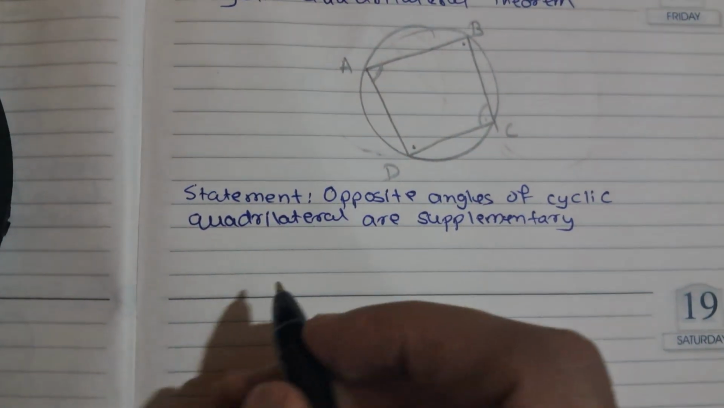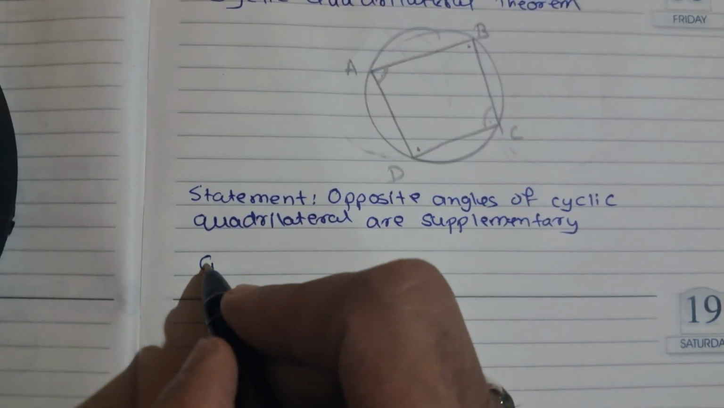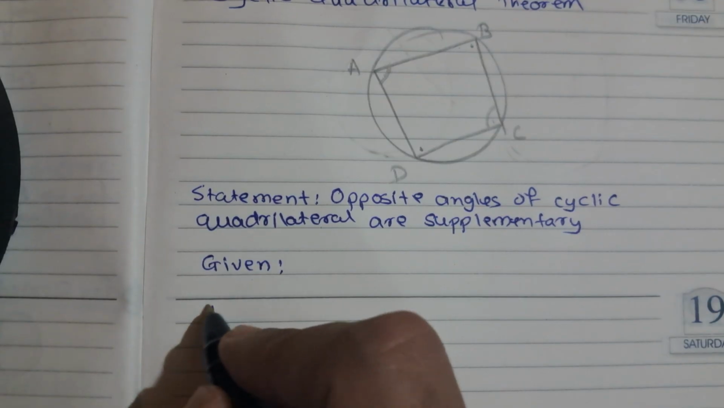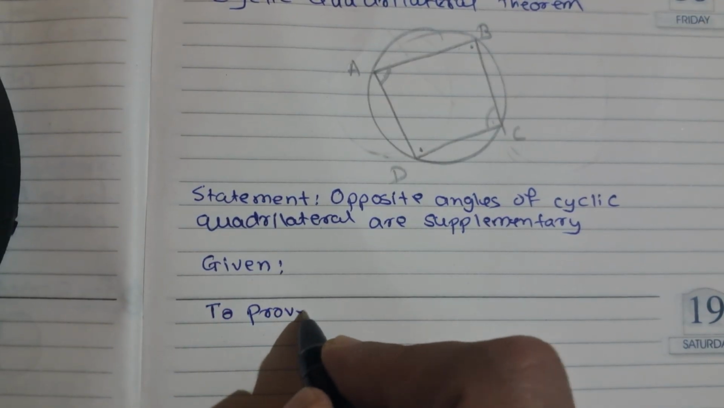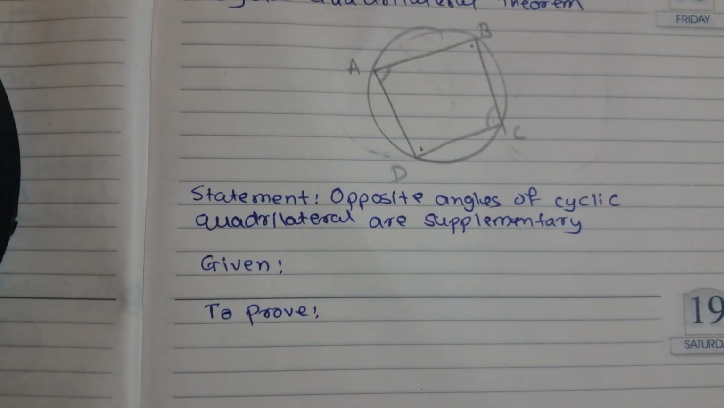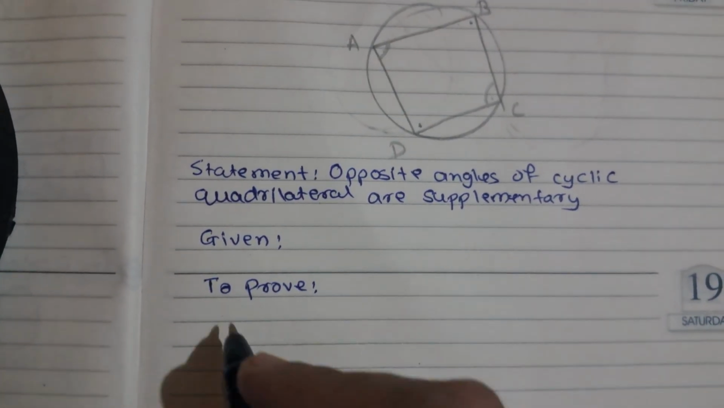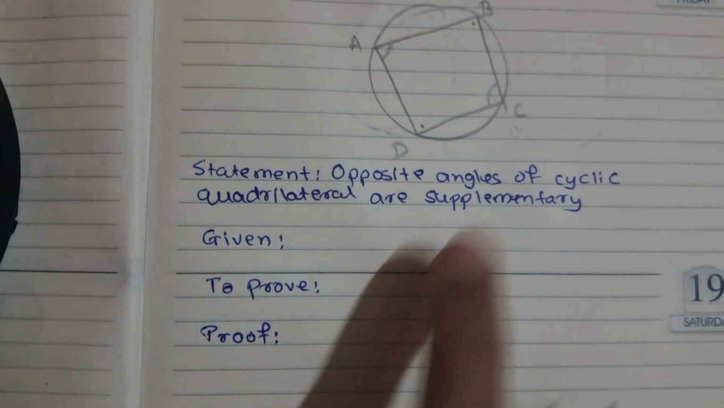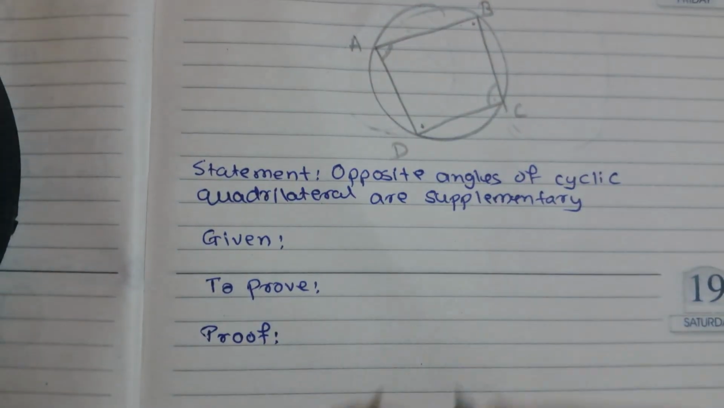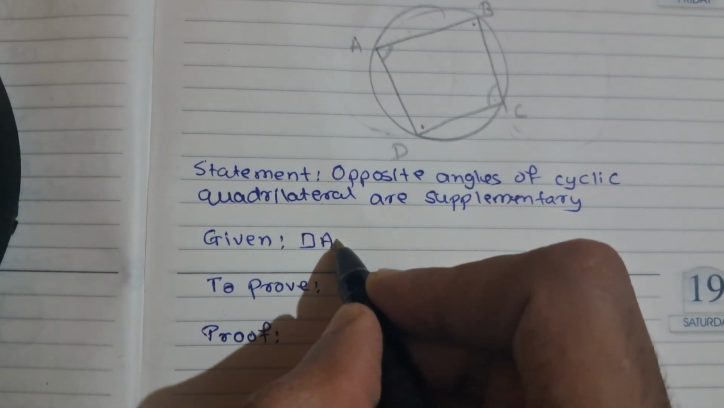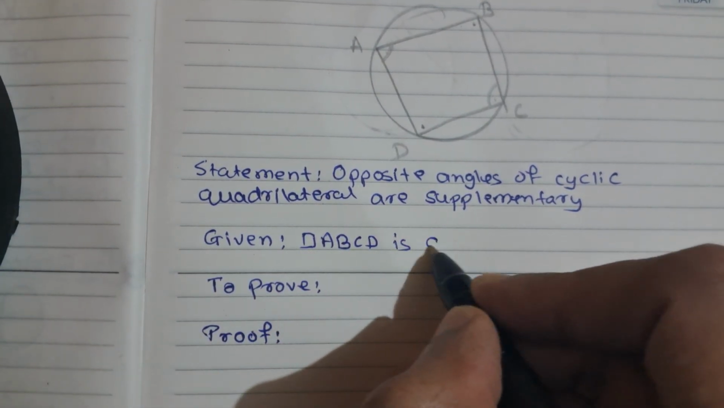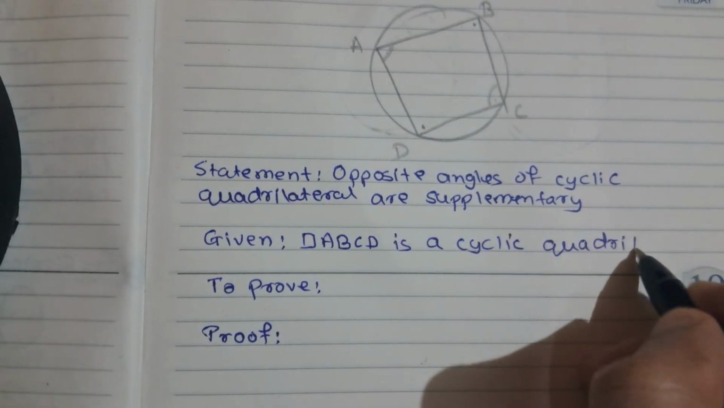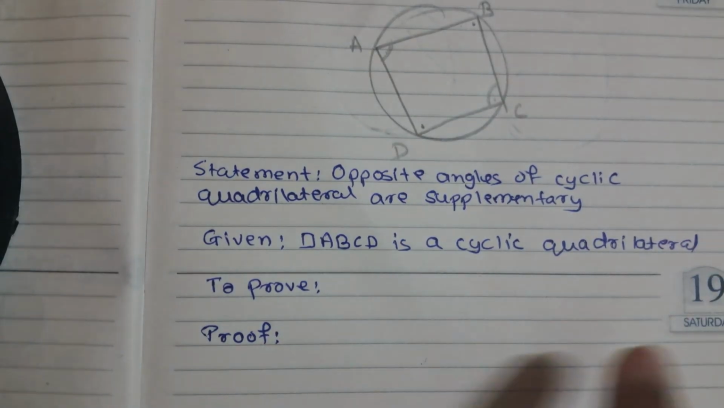As you know, in a theorem there are a few things that you have to start with. So first of all, we'll write Given, then we'll write To Prove, and if at all there is any construction, then we'll have to write Construction. But in this theorem there is no construction as such, so directly I will start with the proof. Let's see what is given in this sum. It is nothing else but a cyclic quadrilateral in front of me, right? So I will say quadrilateral ABCD is a cyclic quadrilateral. Simple, that is the thing given to me.